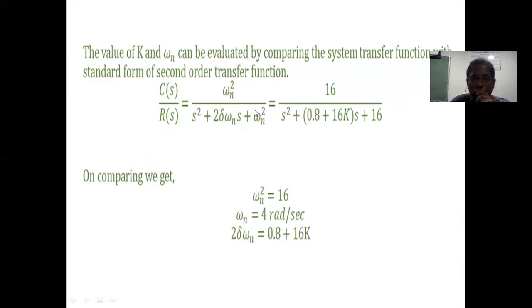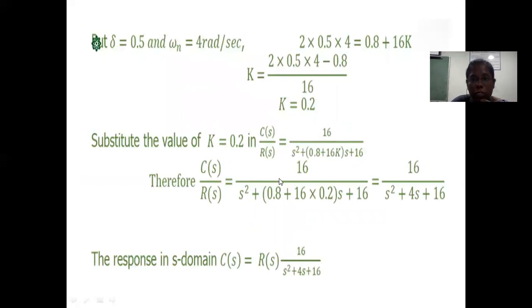Then in the denominator polynomial, we compare the second term. The second term in the generalized form is 2 eta omega n S, whereas here the second term is 0.8 plus 16 K. Just by comparison, 2 eta omega n is equal to 0.8 plus 16K. Now this eta value is already given in the problem itself, as 0.5.